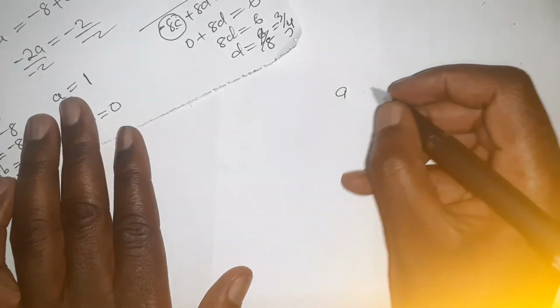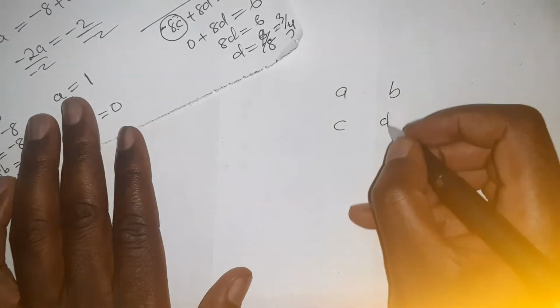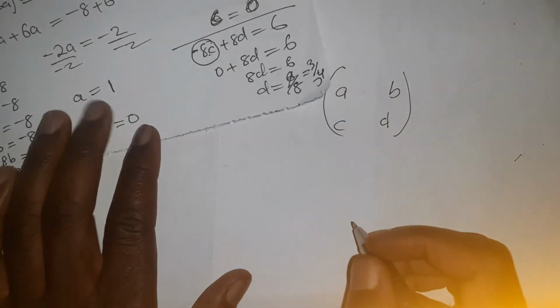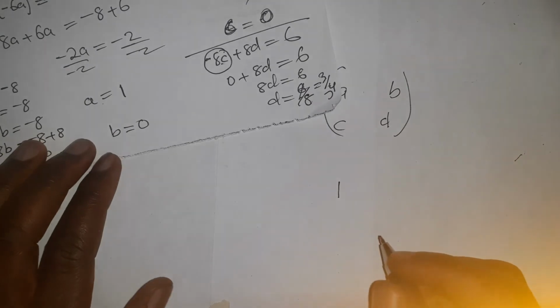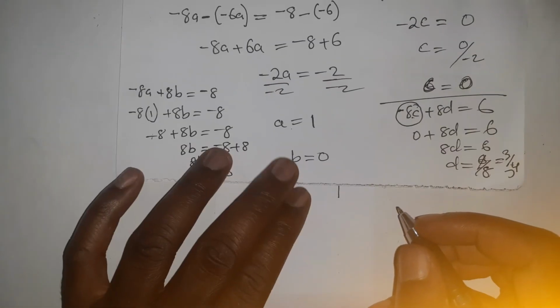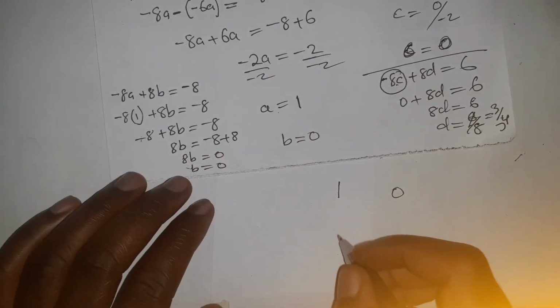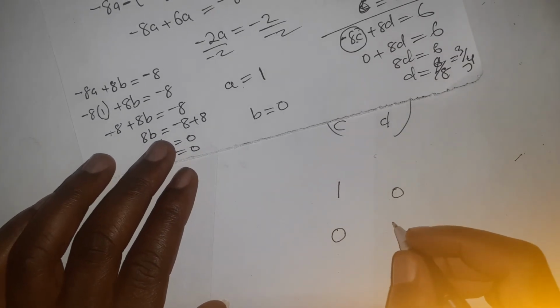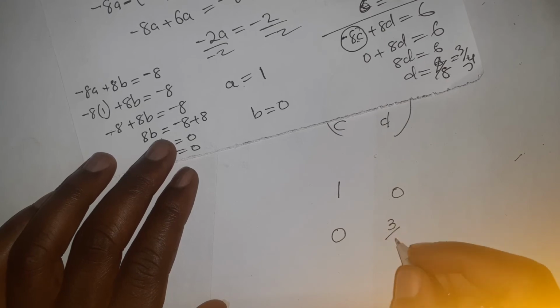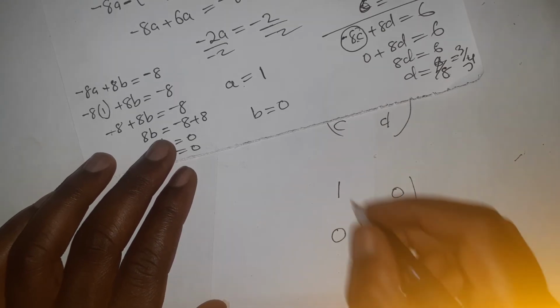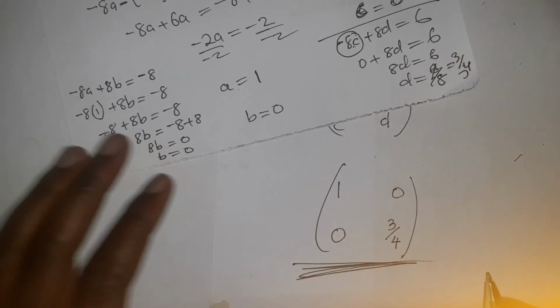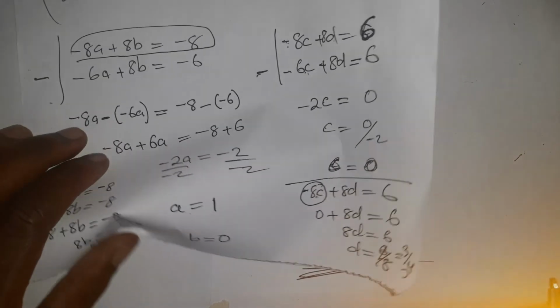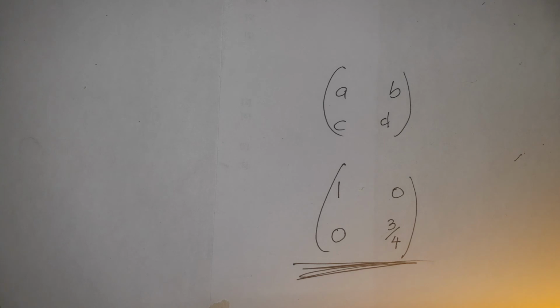So we have A, B, C, D. What is our A? Our A is 1. What is our B? Our B is 0. What is our C? Our C is 0. What is our D? Our D is 3 over 4. So this is the matrix. Okay? This is the matrix. I've done my part. What has remained is yours.